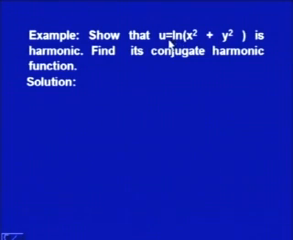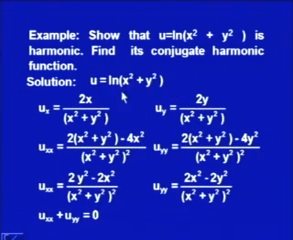Here function u is given as ln(x square plus y square). First we have to show that this function is harmonic, and then we have to find its conjugate harmonic function. To show that this function is harmonic, one has to show that it satisfies the Laplace equation. For this, u is equal to ln(x square plus y square).